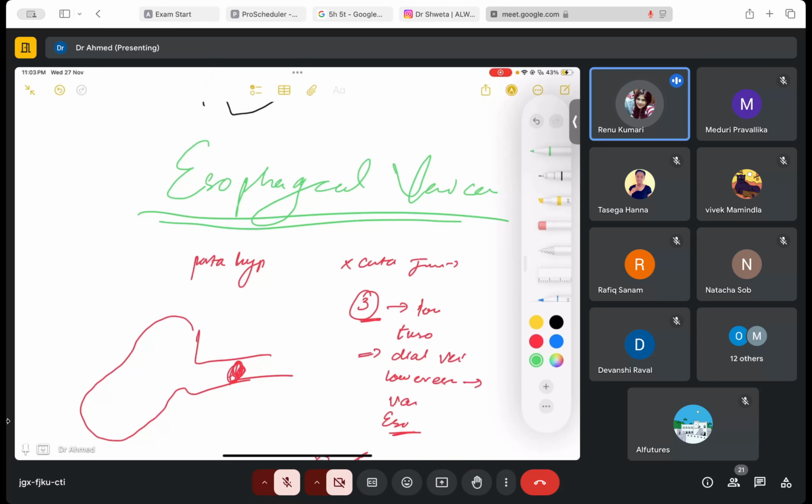Okay, so esophageal varices happen at the lower esophageal sphincter. The veins are getting dilated, and they can rupture. If the dilated veins rupture, there will be blood in the vomitus, that is hematemesis, which further leads to shock and then leads to death. And this is the most common cause of death in liver cirrhosis patients.